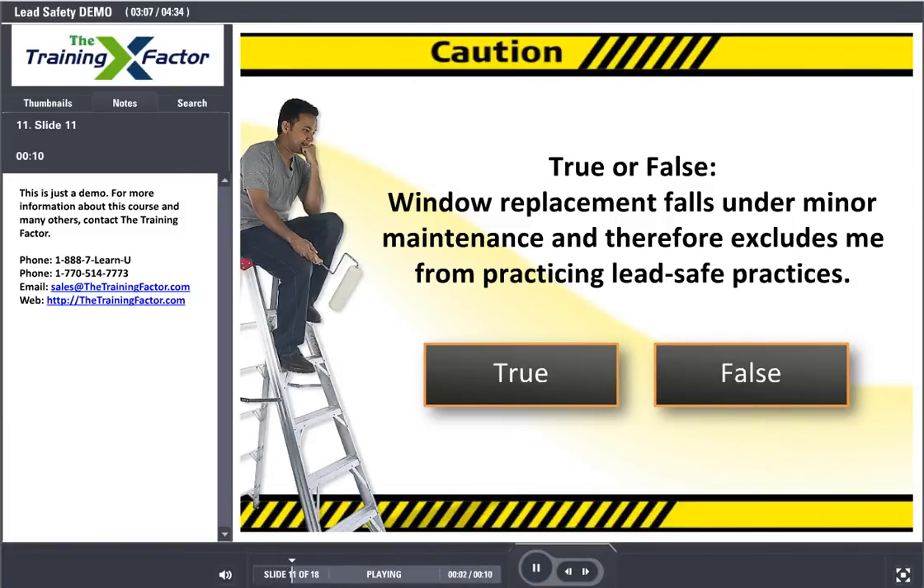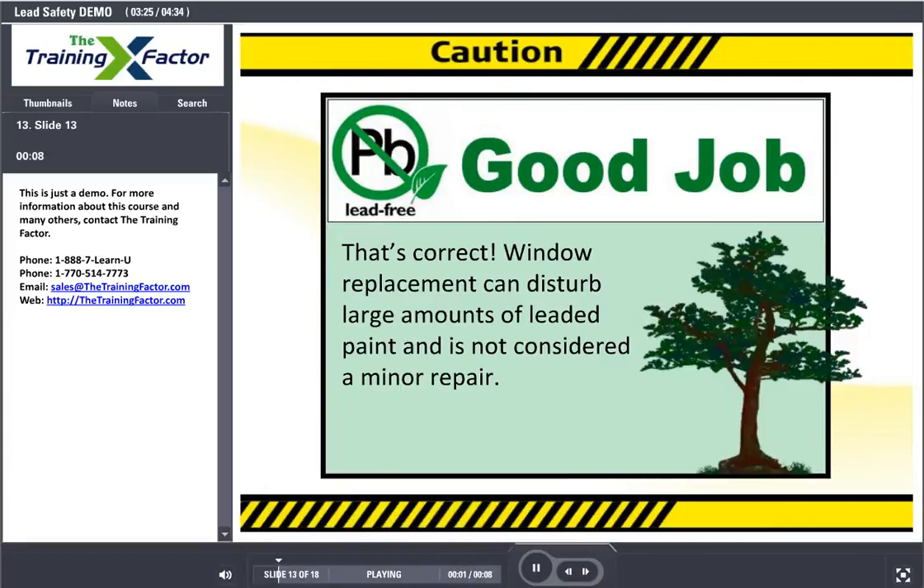Let's review. True or false? Window replacement falls under minor maintenance and therefore excludes me from practicing lead-safe practices. That's correct. Window replacement can disturb large amounts of leaded paint and is not considered a minor repair.